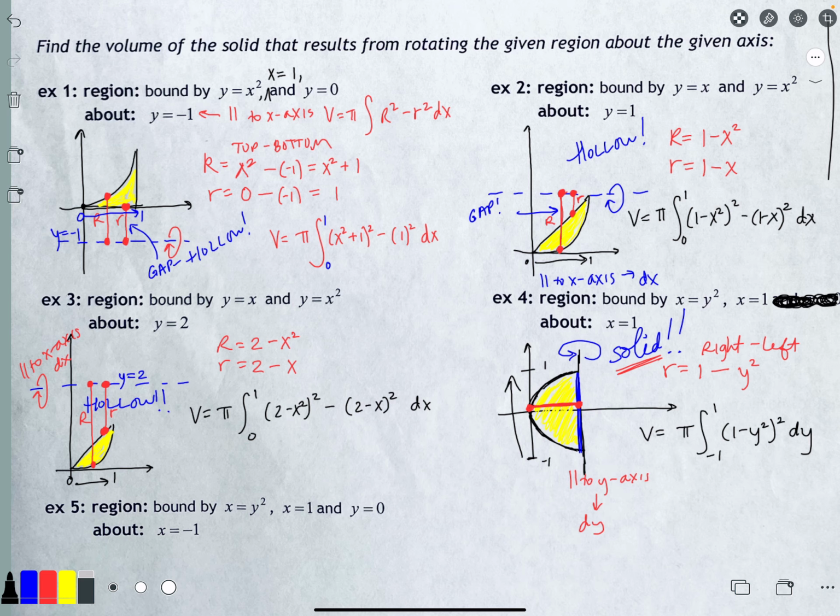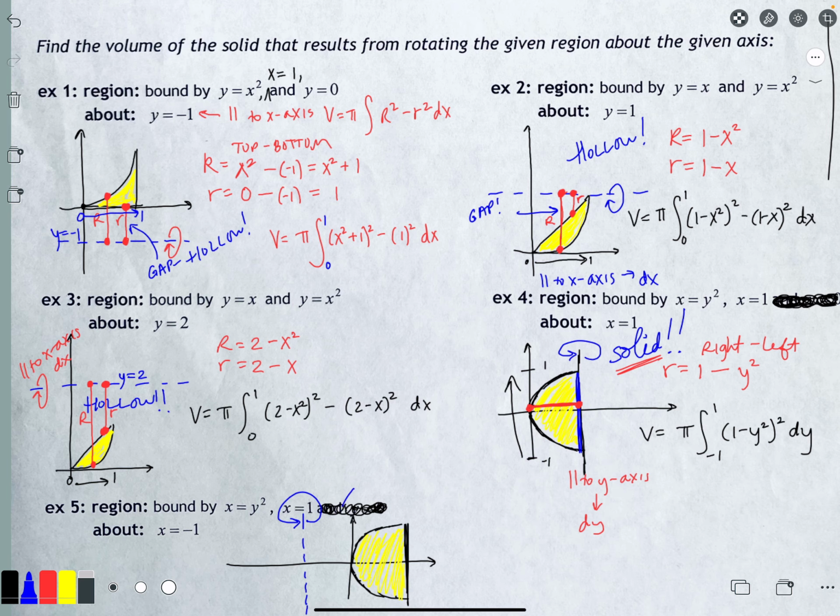All right, and lastly, for example 5, I took the same region. I'm going to get rid of this part again. Same region, and I'm going about a different line. So I'm still doing x equals y squared, which is my sideways parabola, and x equals 1, which caps it here. And so this is still my original region. But now I'm rotating it about the line x equals -1.